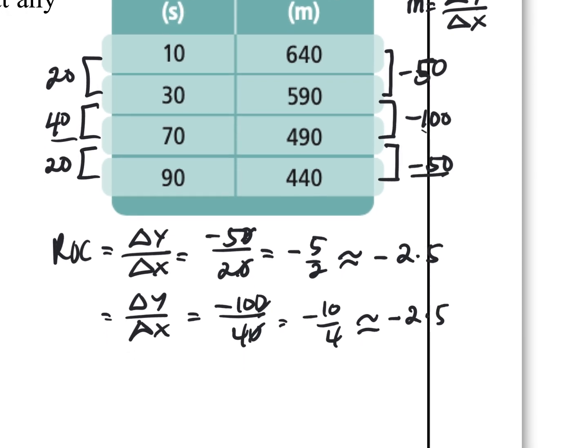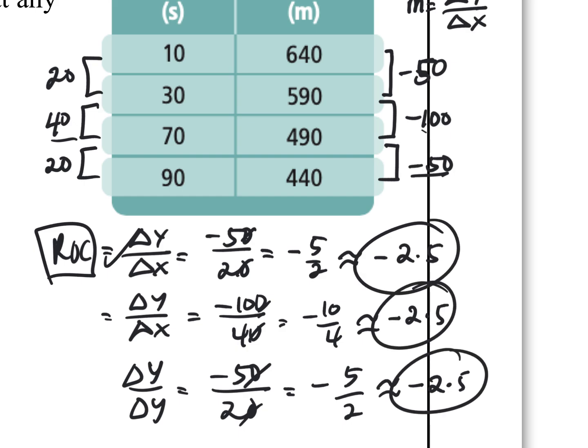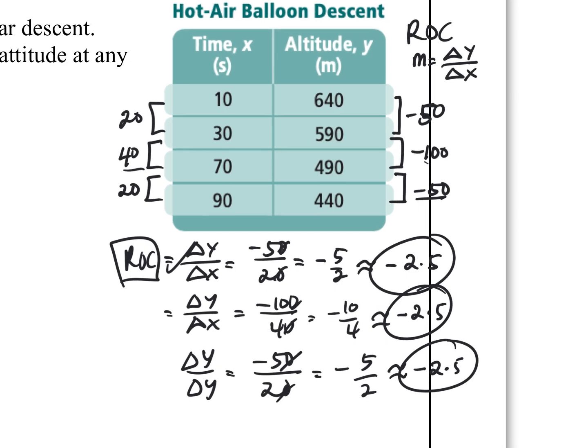Last, I'm going to look at this one. That's going to give you negative 50 all over 20, which is the same as the first one. That's negative 5 over 2, which is the same as negative 2.5. So if you look at the rate of change in here, the rate of change is negative 2.5 meters per second.